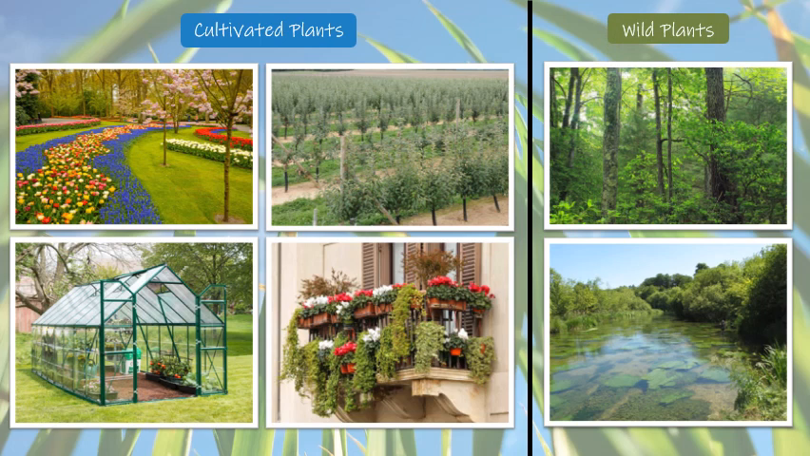Wild plants grow without our care, without man's care. They get all they need from their environment. While cultivated plants grow in special places and are taken care of by man. The farmer or the gardener cares for these plants by planting the seeds, by watering them, by cleaning the land, and he harvests the crops. That's it.